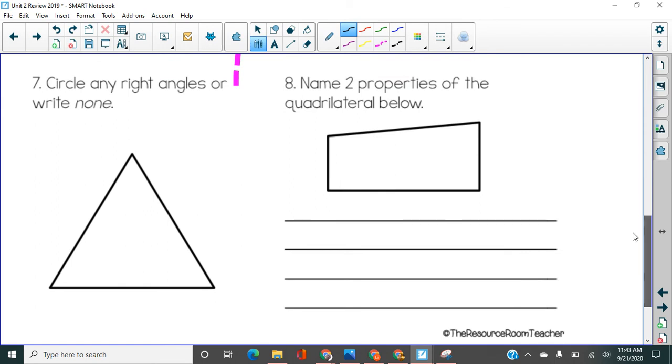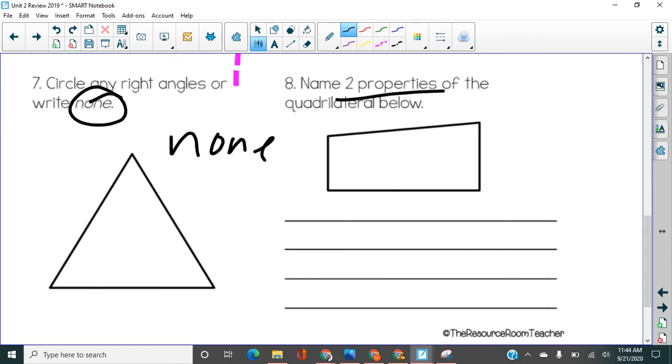All right, number 7, circle any right angles. So what right angles do you see on number 7? Aha, trick question, right? There are no right angles on number 7. So if we were to ask, it says to write none. So we would write none here.